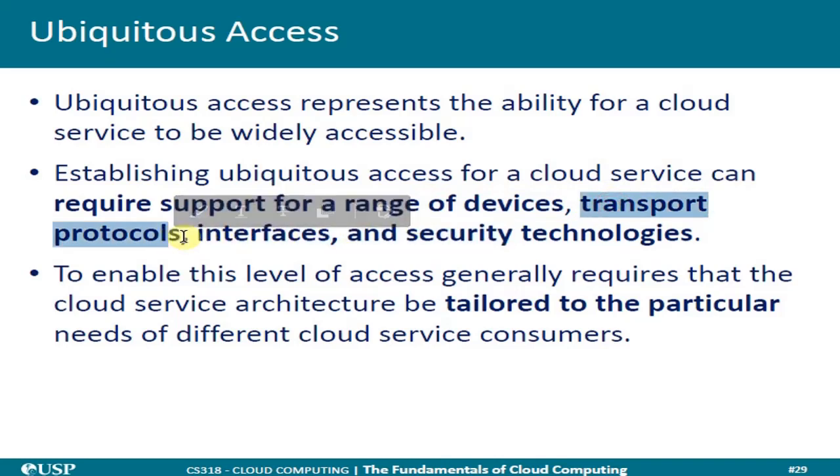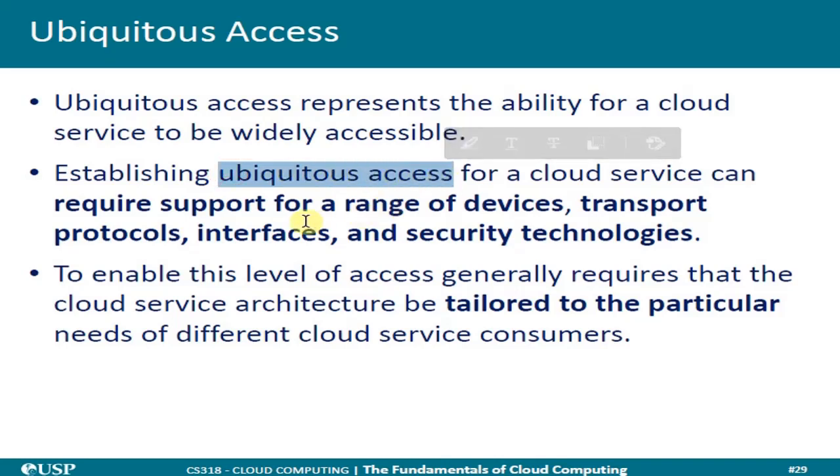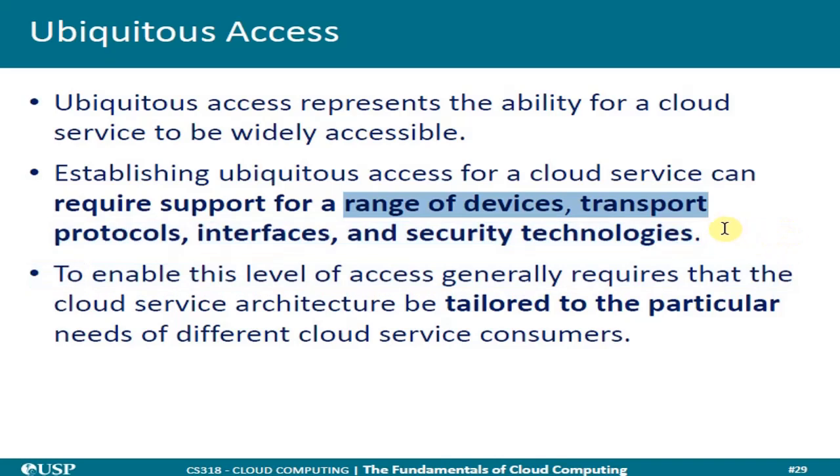Transport protocols need to be sorted, interfaces need to be sorted, and security technologies need to be taken care of. Right, so establishing ubiquitous access is quite challenging for the cloud setup, right? Because you need to look into a lot of things like the range of devices, transport protocols, interfaces, and security technologies. To enable this level of access generally requires that the cloud service architecture be tailored to the particular needs of different cloud service consumers.